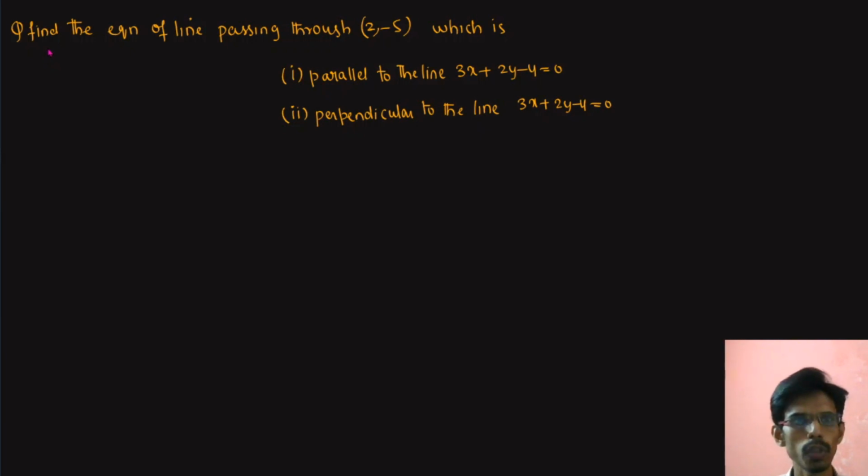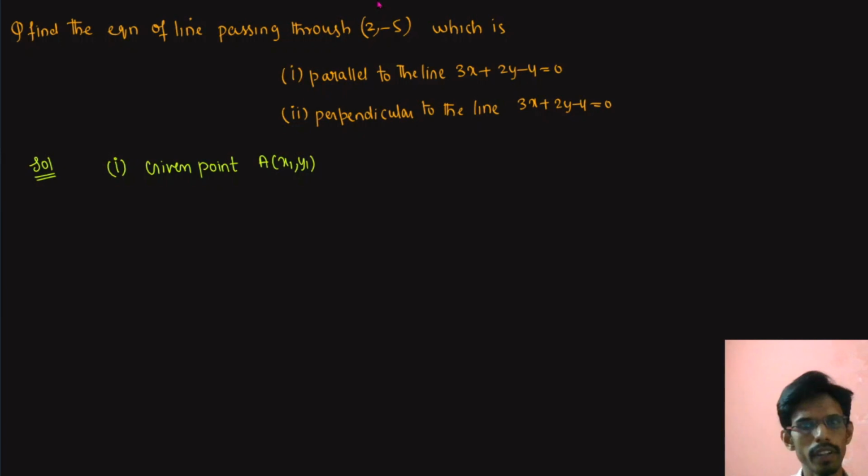Now let us go through this question. Find the equation of the line passing through the point 2 comma minus 5 which is parallel to the line, perpendicular to the line. Now let us solve the first question. Here we have been given a point. Let us take this as x1, y1 equals 2 comma minus 5, right?